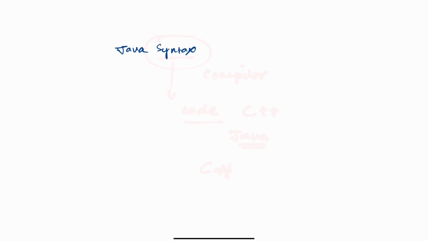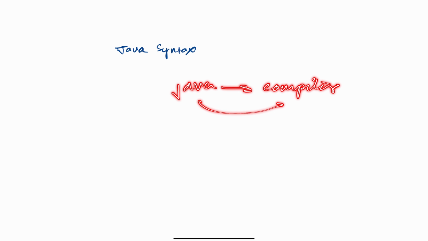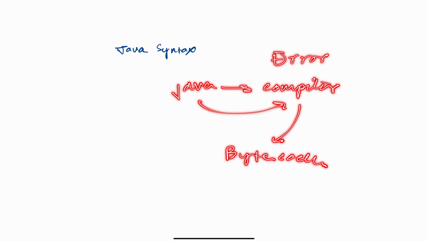Now what we are going to learn is Java syntax. If we write a Java program, our compiler should be able to understand our source code. Why? Because the compiler is the one which converts your source code into the bytecode. If you write any code which the compiler is not able to understand, then it is going to be an error. Those errors are called compiler errors.